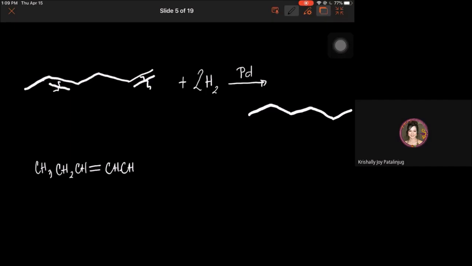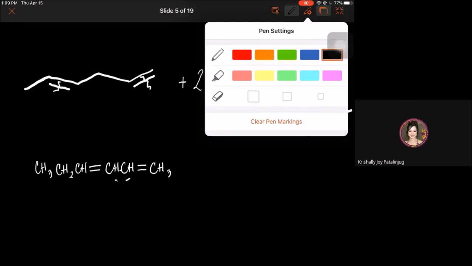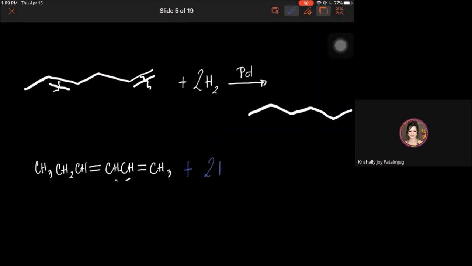Ayan. Then CH3. Okay? Sige, so another alkene compound na merong dalawang double bond. Okay, tama ba no? Tama man ang number of hydrogen. Okay, tama. So let's say we add here 2 moles of hydrogen gas in the presence of a nickel catalyst. So what would be the major product?